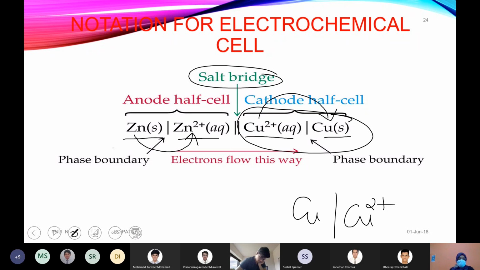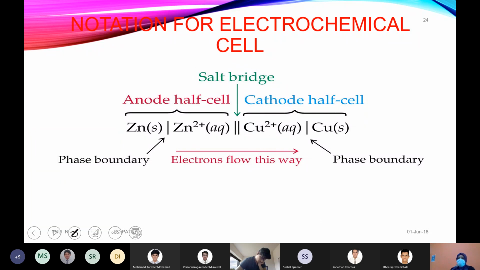One line means a phase boundary. That means the boundary between electrode and electrolyte, solid and aqueous, just like electrode and electrolyte. That is what one line means: the boundary between the electrode and electrolyte. Two lines indicate the salt bridge.